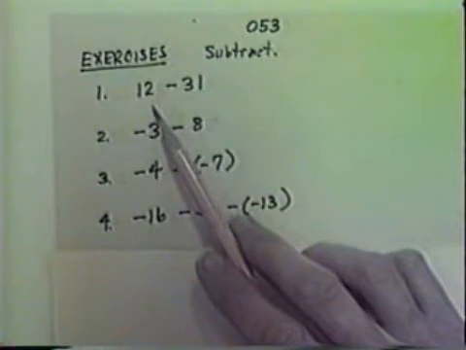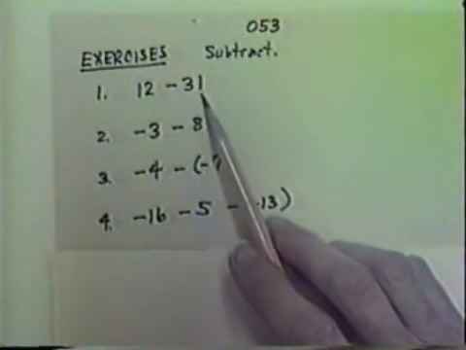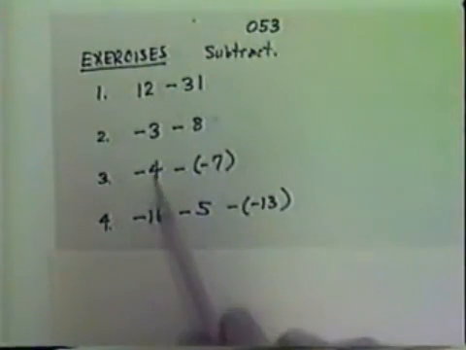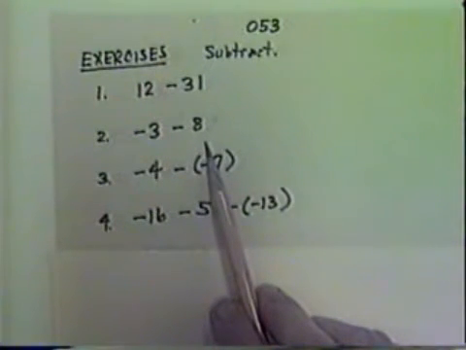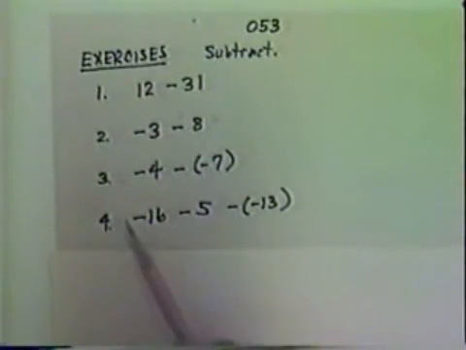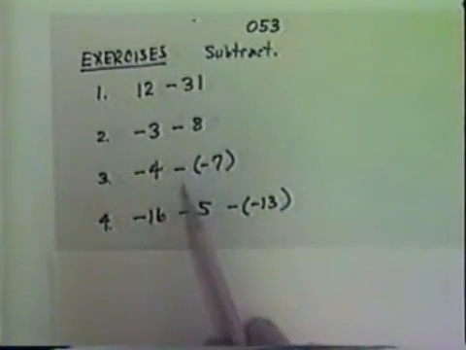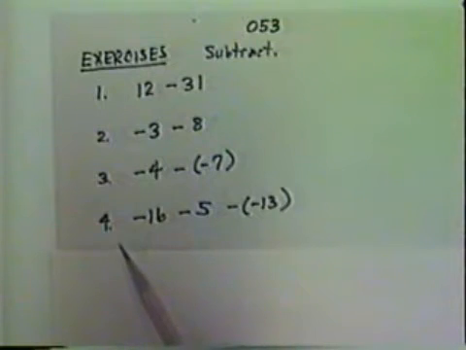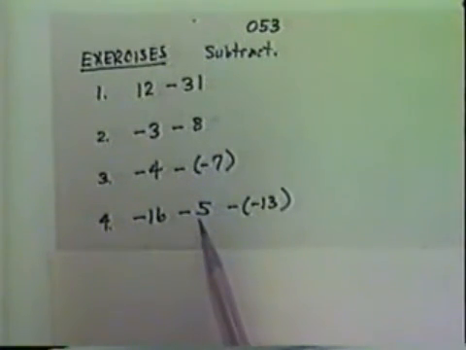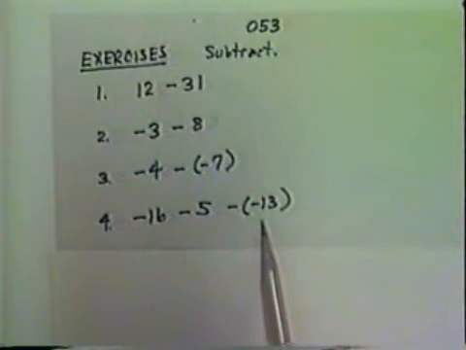First exercise is 12 subtract 31. Second, -3 subtract 8. Third exercise, -4 subtract -7. Fourth exercise, -16 subtract 5 subtract -13.